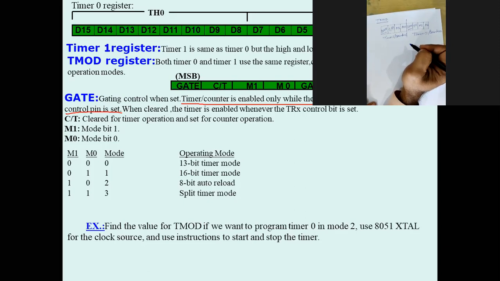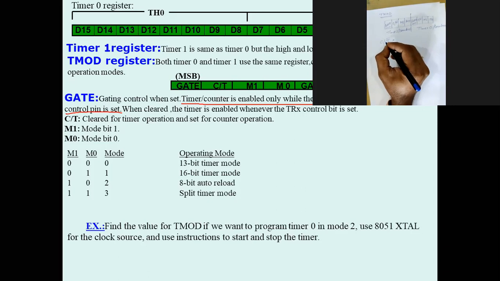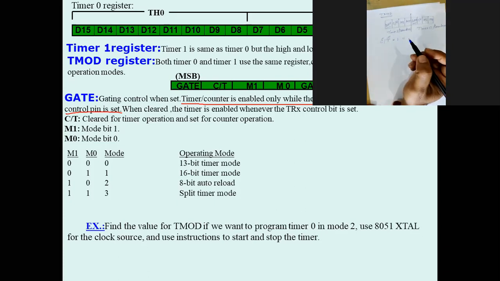Clear? Now coming to the C/T bar. I'm writing it on the paper. We have told that timer and counter are complementary in nature. So when this is 1, then counter operation will be there. When this is 0, then timer operation will be there. Clear or not?